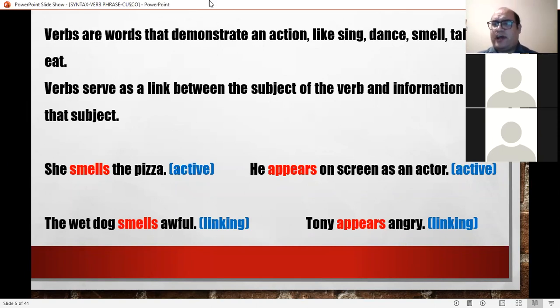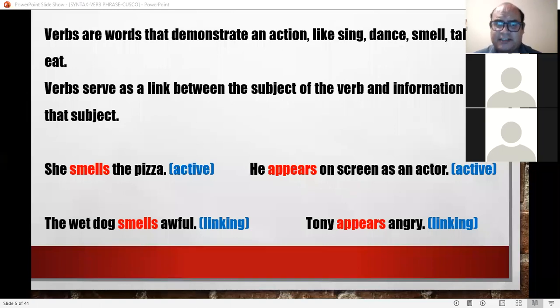What about the other one? Notice the other one, appears. Let's pass to the verb appears. Just a minute, I'm going to meet some students. All right, so the verb appears: he appears on a screen as an actor. Here it represents an action, but the second one, Tony appears angry. Notice here, it's again a linking verb because angry is an adjective and it's information about Tony. So you are qualifying Tony, you're describing Tony. So you say Tony appears angry. So this is a link. Appears here is like a link connecting the subject and the information that we have about the subject.